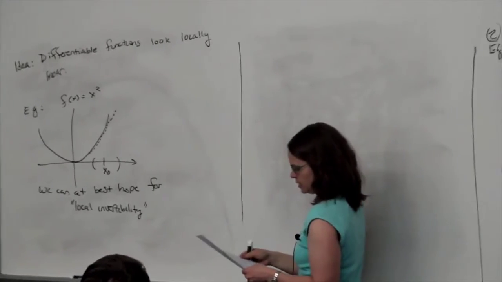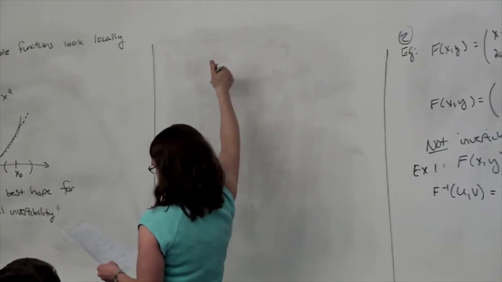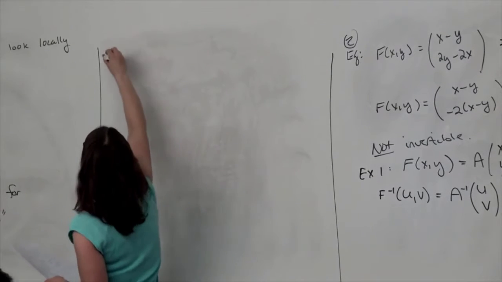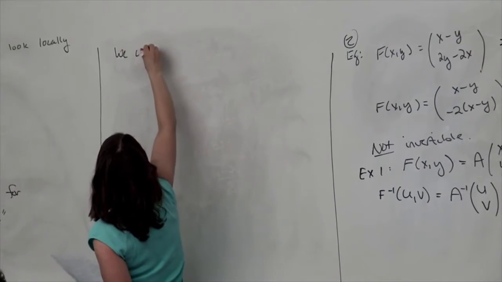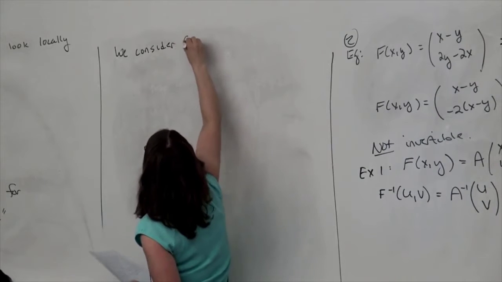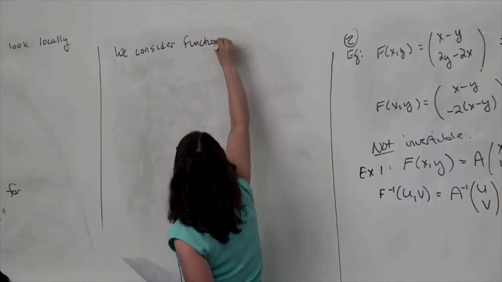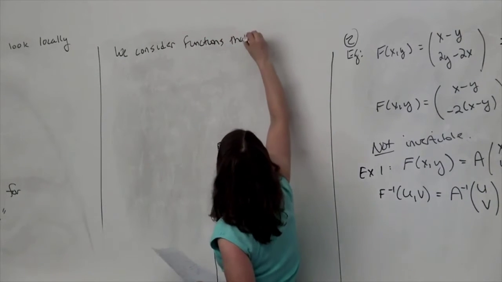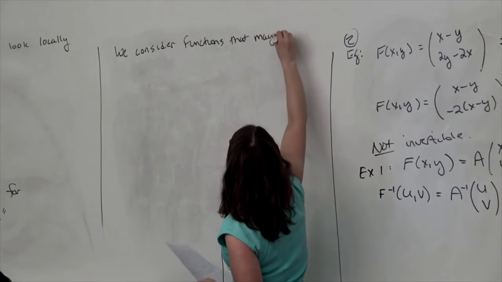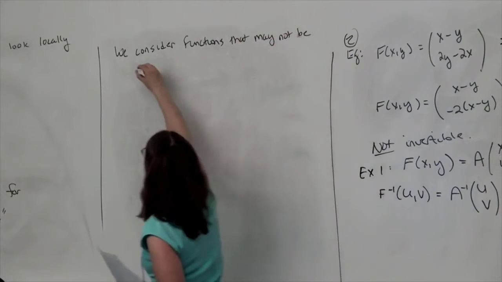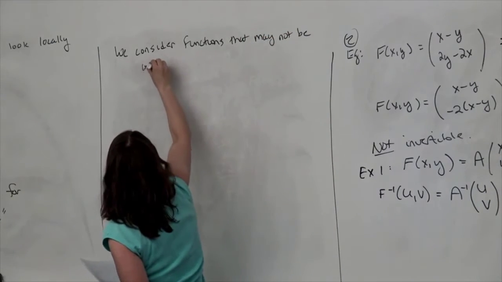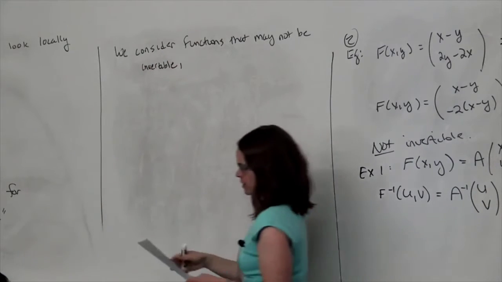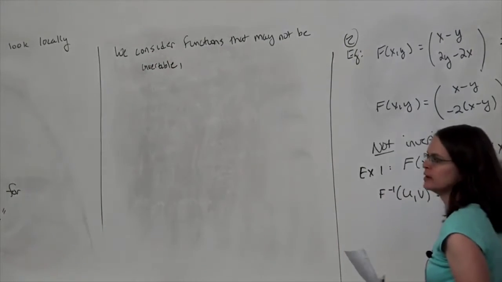Okay, so let's look at function restrictions. So we're going to consider functions of this type, like x squared, that may not be invertible, but they are invertible if we restrict them to a subset of the domain.